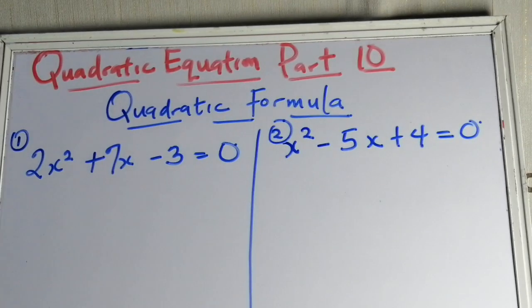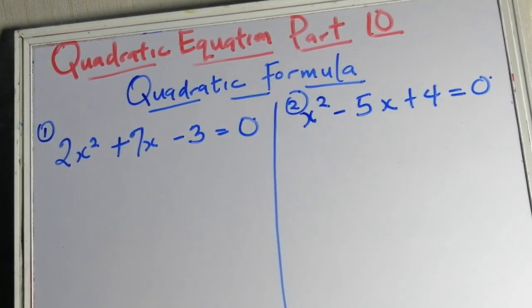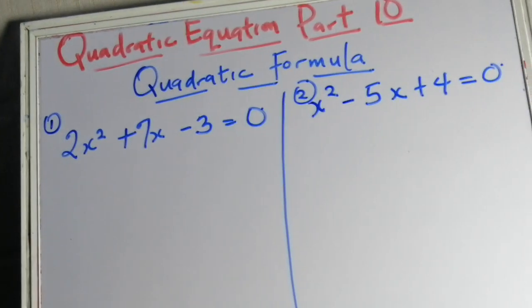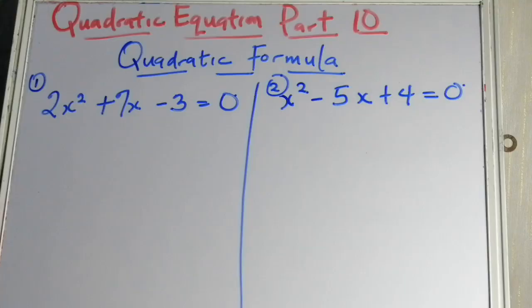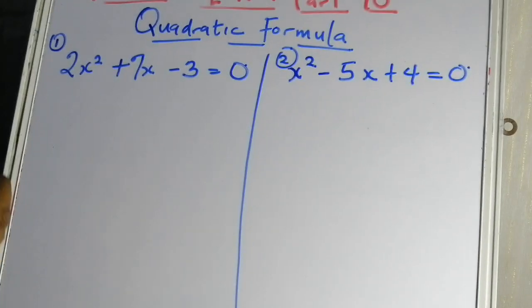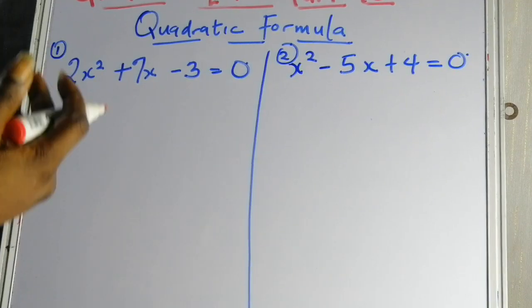So we're on the quadratic formula. This is straightforward. This is simple. All you need to do is learn by heart the quadratic formula, which is also known as the almighty formula. So we're dealing with these two equations because it's straightforward.